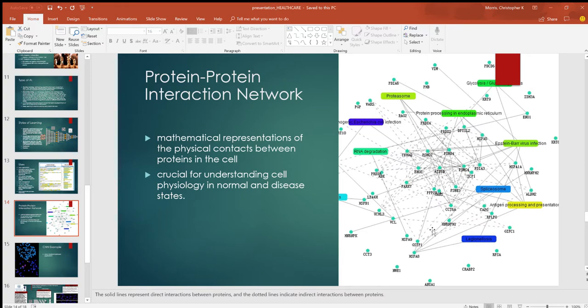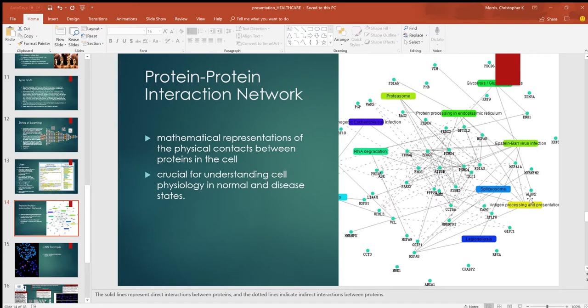The solid line bars here that you're seeing connect other proteins, these data points are proteins, by the way, these little dots here. And the broken lines indicate indirect actions between proteins. But it would take a long time for even a scientist to weed out and sift through all this data.